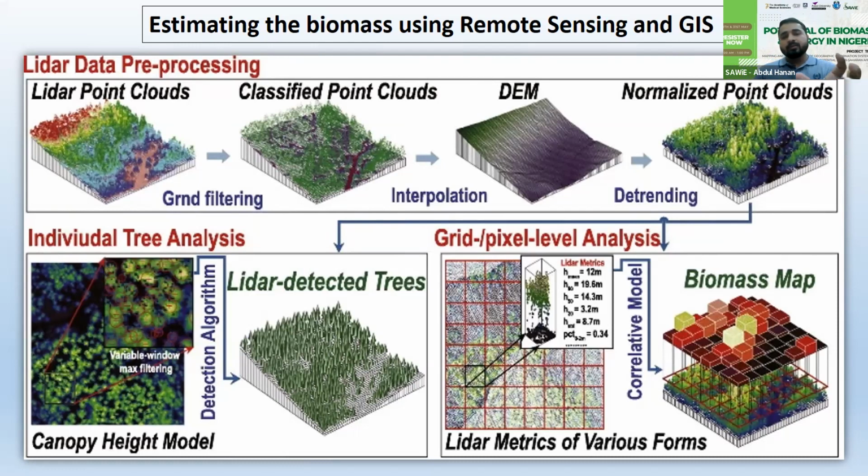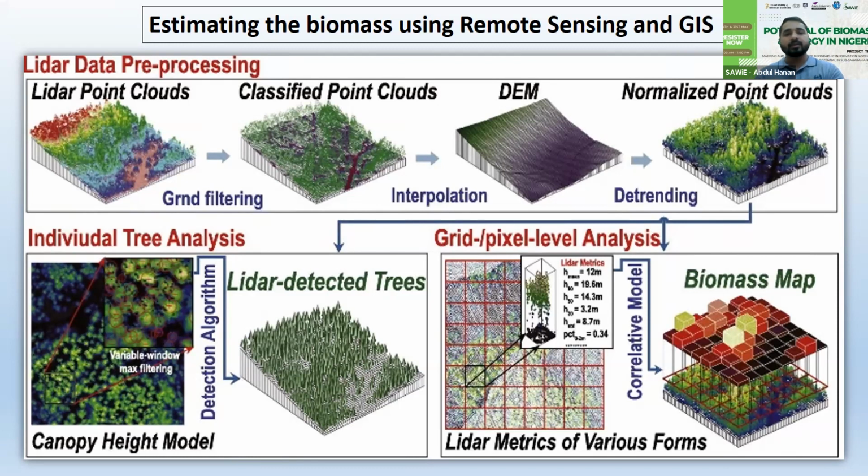My goal is to show how we can determine the biomass, the actual content of this workshop. The first step is to pre-process the data sets, in which we collect data from LiDAR, satellite, and drone as well. Then we classify these point cloud data sets. Point cloud data sets are derived only through LiDAR. Then we interpolate with the digital elevation model.